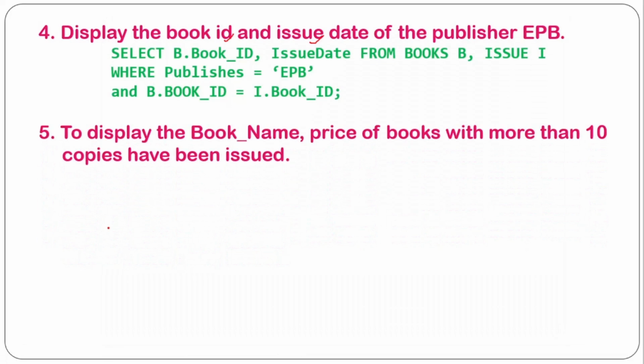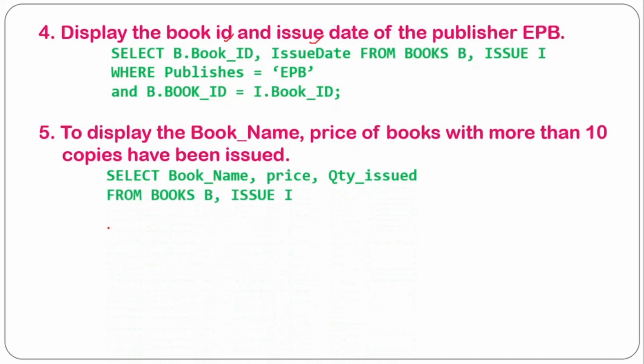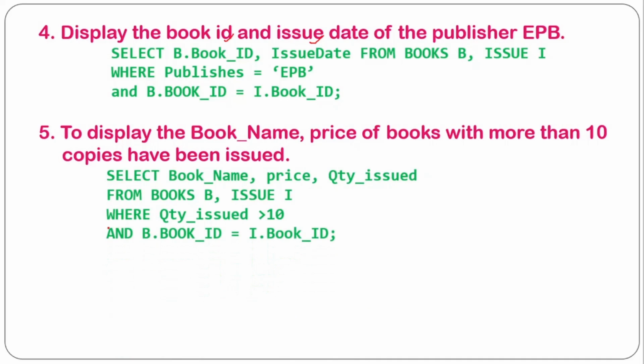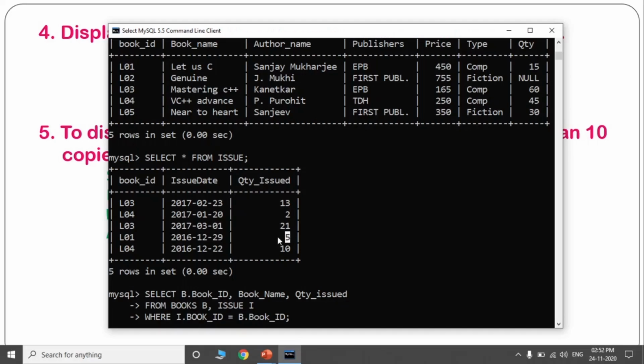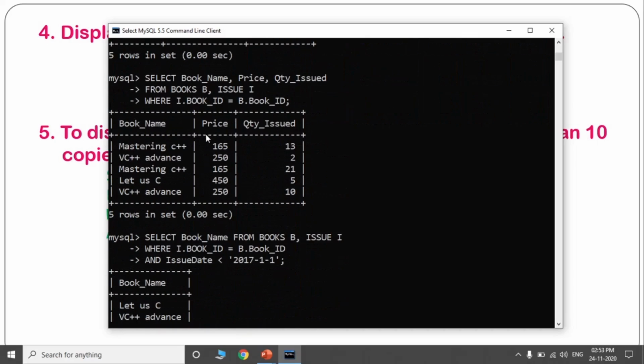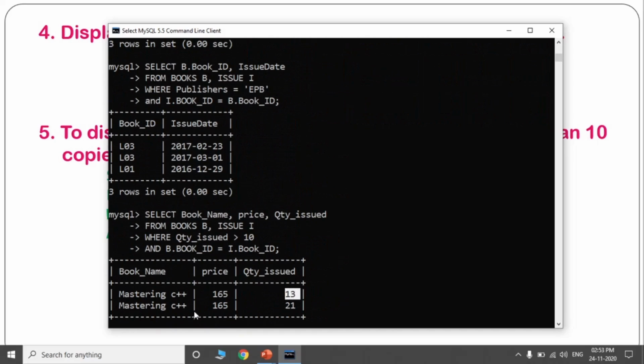Next question is to display book name and price of books of which more than 10 copies have been issued. The query is select book name, price, quantity issued from books B, issue I, where quantity issued greater than 10 and B.book ID equal I.book ID. In the issue table, we can see that there are two records with quantity issued more than 10. For both the records, the book ID is L03. The name of book L03 is Mastering C++. So the output of the command will be Mastering C++ with quantity issued 13, and second Mastering C++ with quantity issued 21.